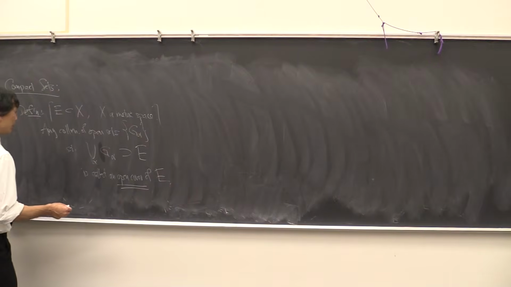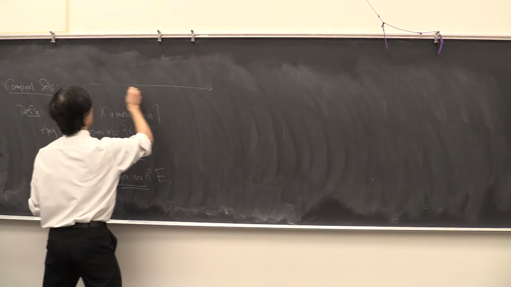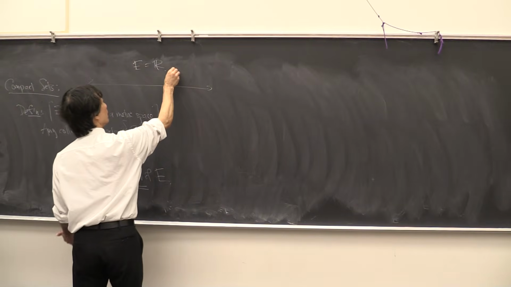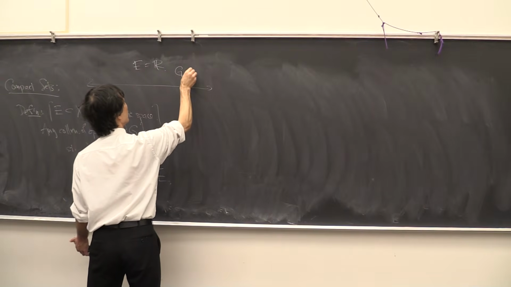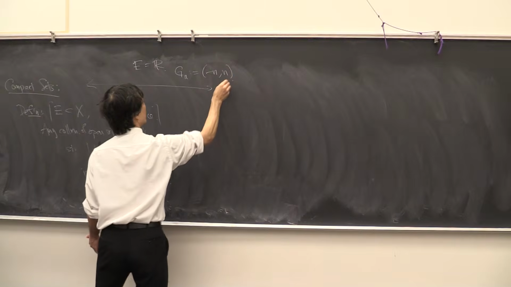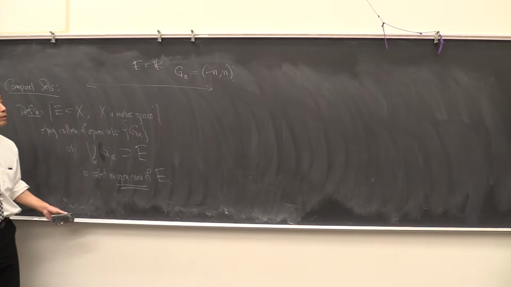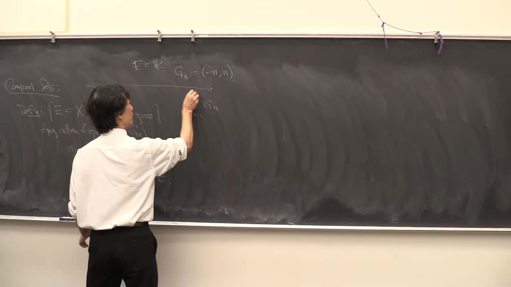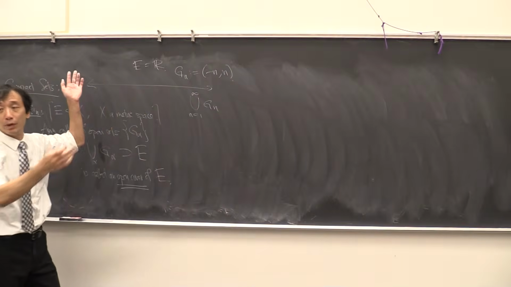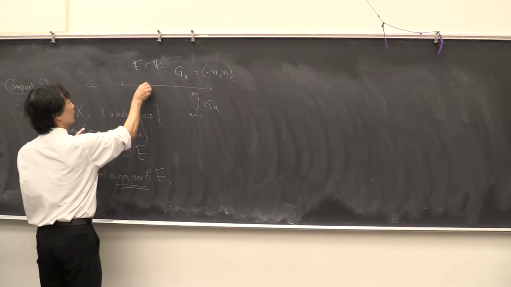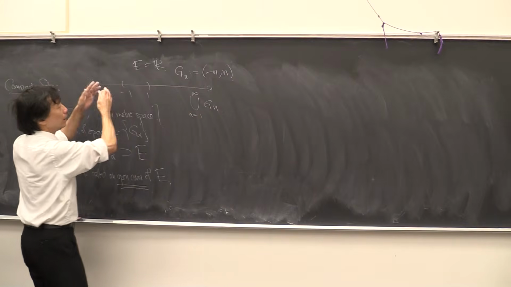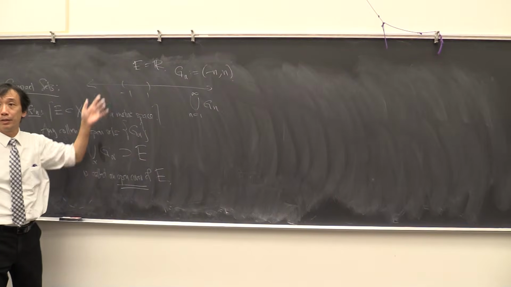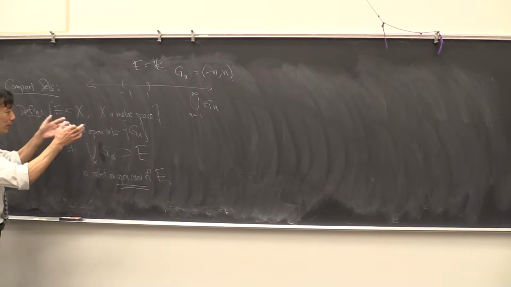Let me give you a dull example. If E is all of R, and I let G n denote the interval from negative n to n, then the union of the G n, as n goes from 1 to infinity, will cover the entire real line. And so that's an open cover of R. So it's just open sets that cover your set.